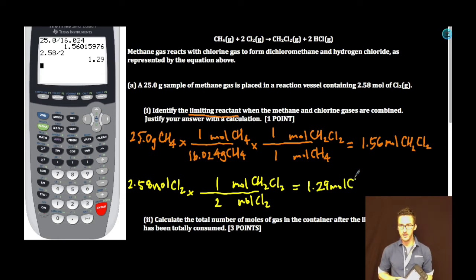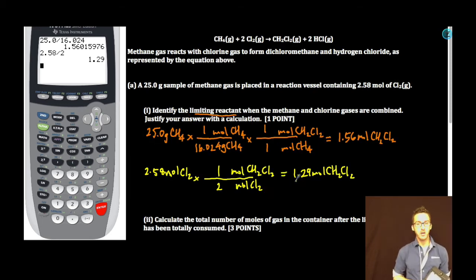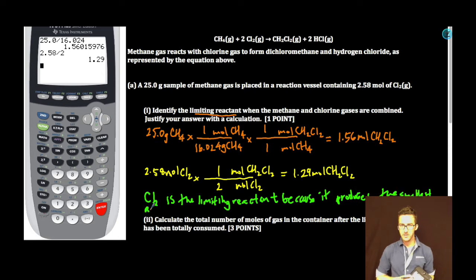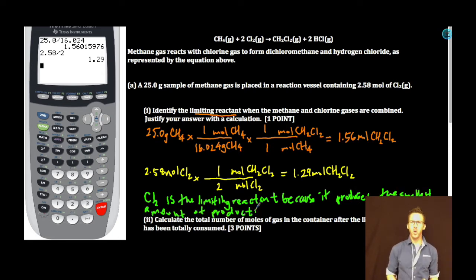moles of dichloromethane. Okay, so let's think about what these calculations tell me. Basically, what I've done is I've calculated theoretically how much of the dichloromethane I could make if I completely reacted each of those reactants. Remember that a limiting reactant is going to limit how much product you can make. It's the one that determines how much product you can make. So as I look at my work, the smallest amount of product made came from the 2.58 moles of chlorine. So chlorine is the limiting reactant. Don't forget to answer the question because it produces the smallest amount of product. Boom! A lot of work for 1 point.